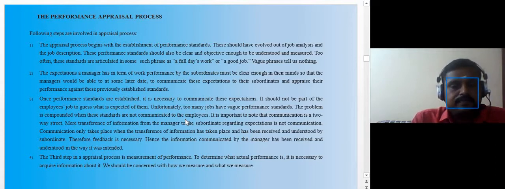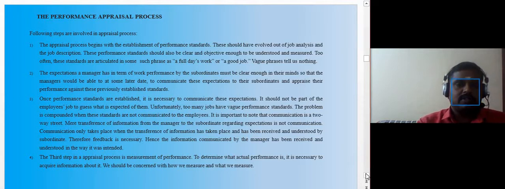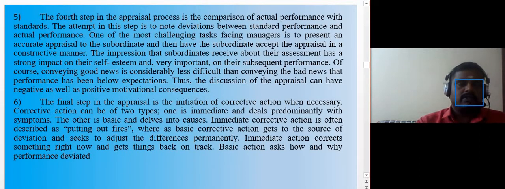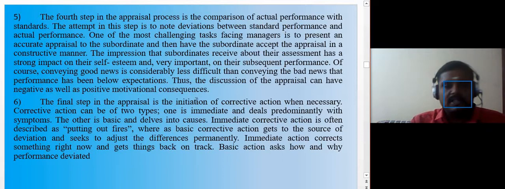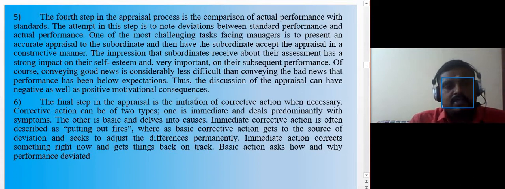The third step in the appraisal process is measurement of performance. To determine what actual performance is, it is necessary to acquire information about it. So these are all the performance appraisal process steps. The fourth step in the appraisal process is a comparison of actual performance with the standard. The attempt in this step is to note deviations between standard performance and actual performance.